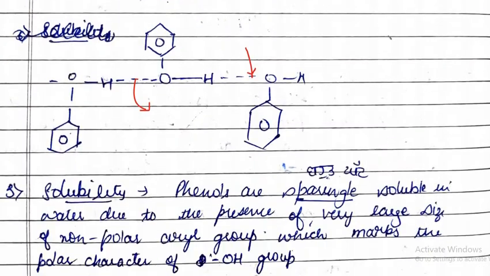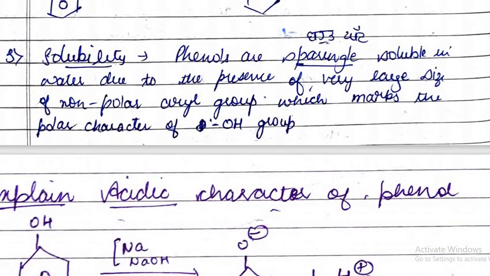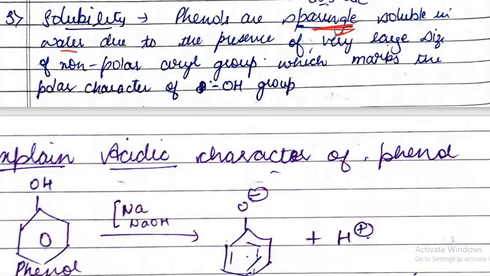Then solubility, as we already discussed: they can form hydrogen bonding. So with water they form hydrogen bonding, but due to the large non-polar aryl group, the polarity decreases and the solubility also decreases, and so these are said to be sparingly soluble in water due to the alkyl aryl group.